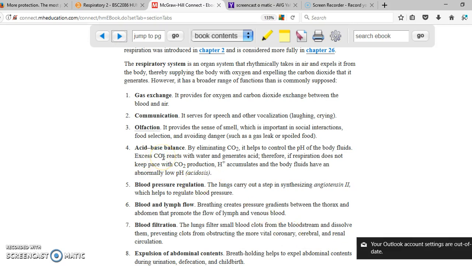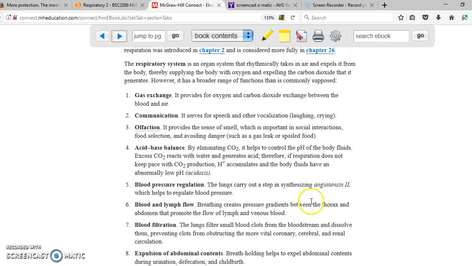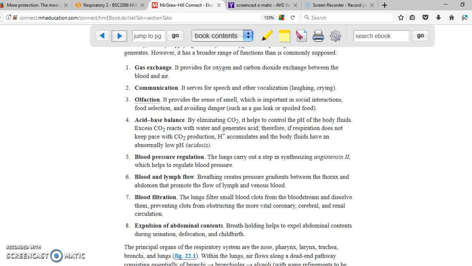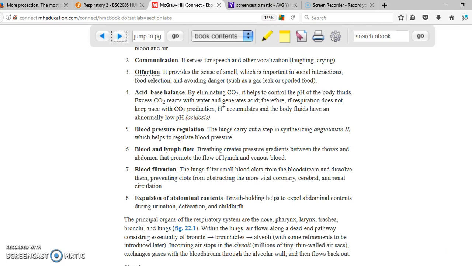Acid-base balance, because we have a formula, right? That it will allow us to produce hydrogen. And I already showed you that chemical reaction before. Blood pressure regulation, because it produces an enzyme that is necessary to increase the blood pressure. That enzyme, you have it right here, is angiotensin 2. And then also blood and lymph flow, because it produces pressure in the thorax and it allows us to push the lymph and blood back up into the heart.